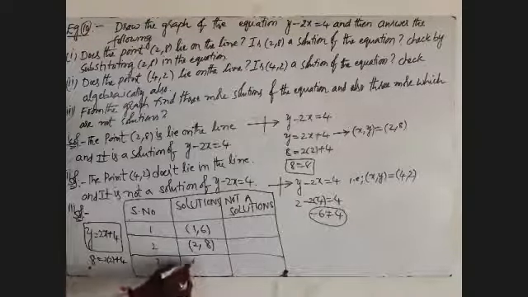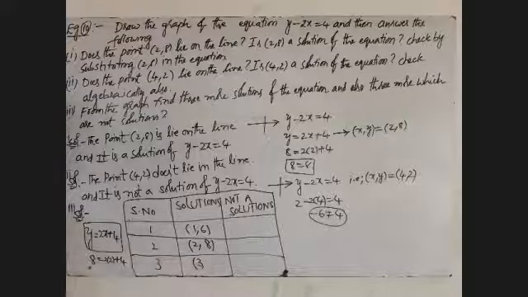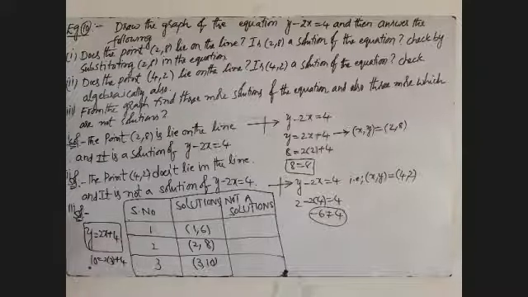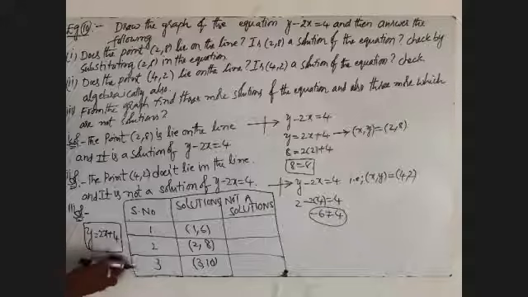After that, we'll take where the x value is 3 and the y value is 10. We will observe, y is 10 and x is 3. 2 threes are 6, 6 plus 4 is 10. This is also a solution. Which are not solutions of the given equation?